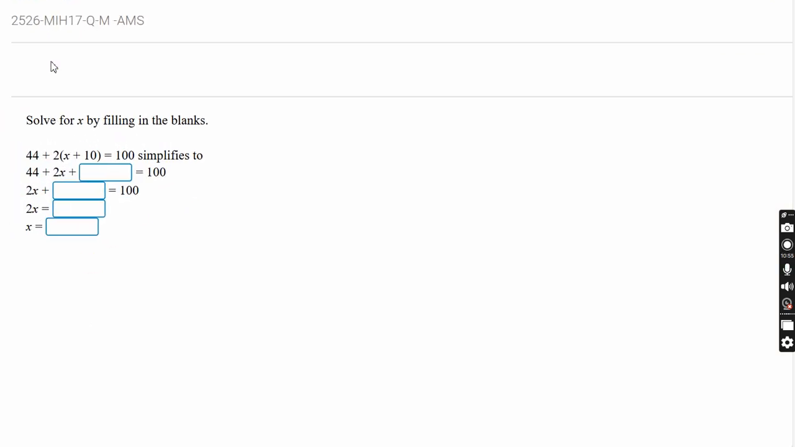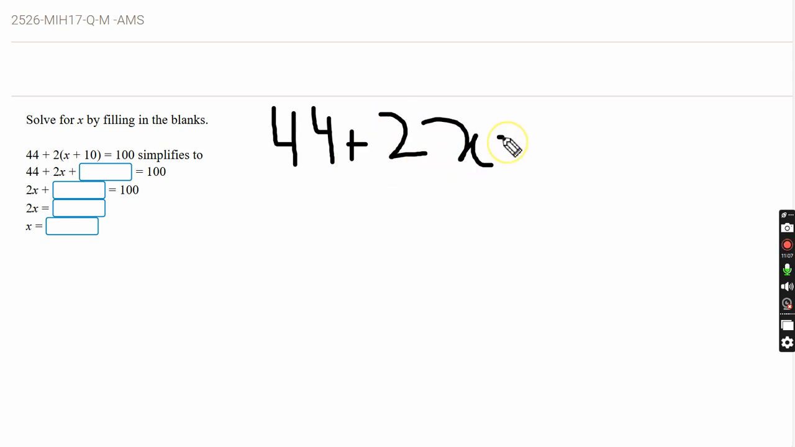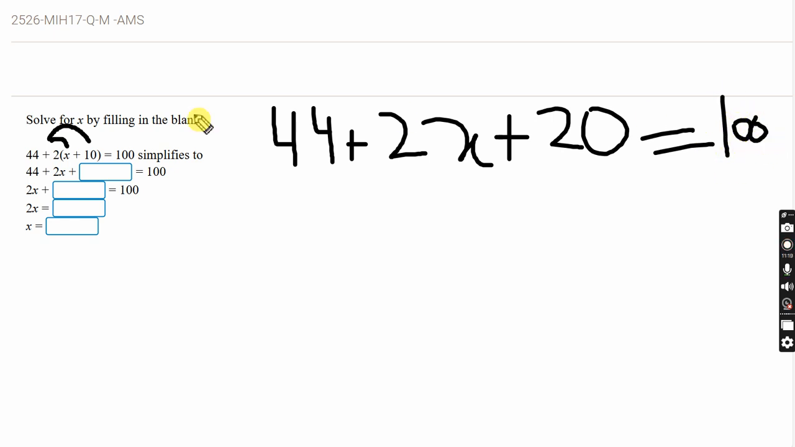Okay, now this one. Now they have given you steps for this. So this will be 44 plus 2 outside, x plus 10. So what does that mean? 44 plus 2x plus 20, right? If I simplify this, I took the number and I multiplied it by each, the variable x and the 10 inside, equals 100. So what is this? We add the numbers that we can add, which is 64, 44 plus 20, plus 2x equals 100.